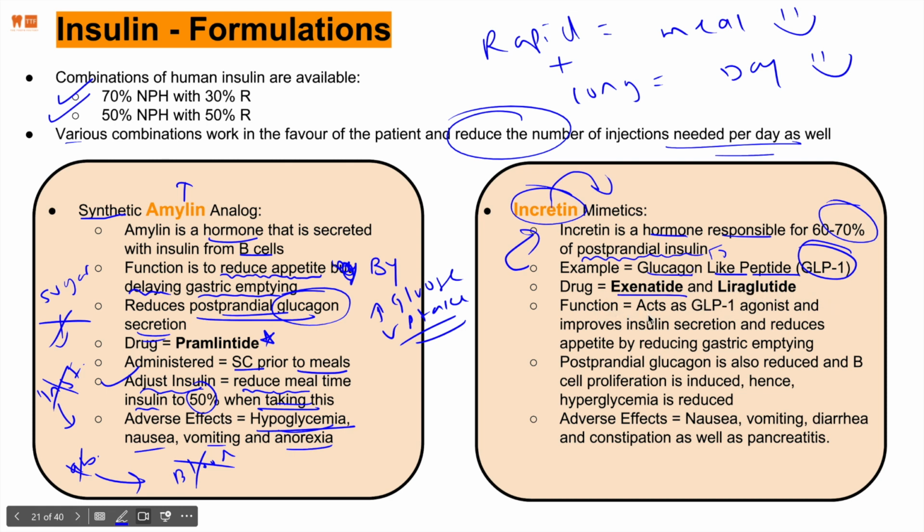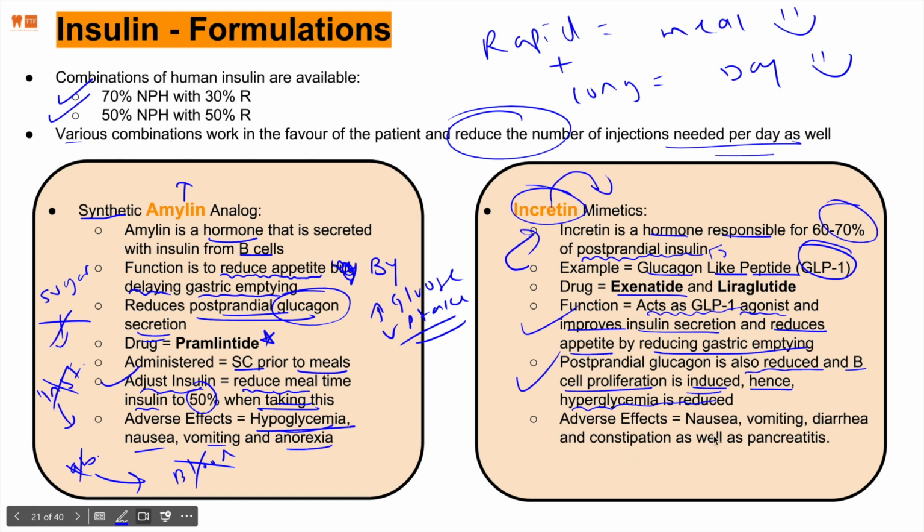The functions are they act as GLP-1 agonists and improve the insulin secretion and reduce the appetite by reducing gastric emptying. Postprandial glucagon is also reduced and beta cell proliferation is induced. Therefore, hyperglycemia is reduced. I hope these stories, these chains of thought are now clear, you guys, and it's helping you visualize what's happening. Because amylin and incretin is not something we normally talk about in diabetes, but they exist.